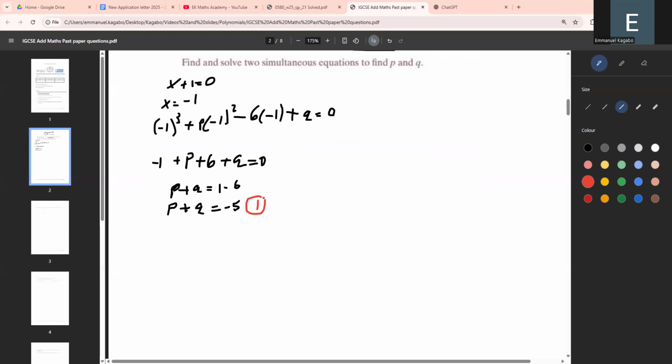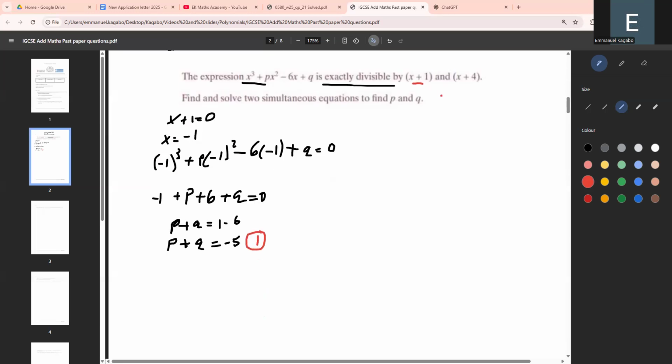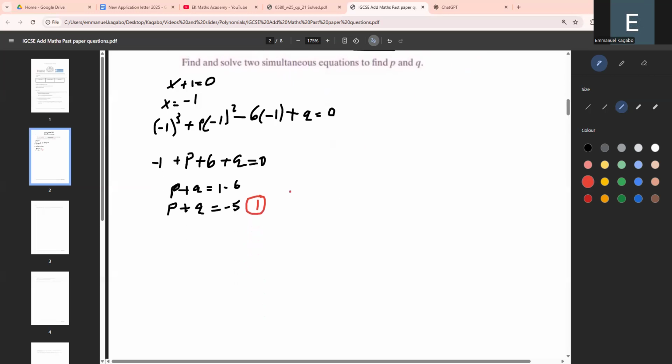Very good. I hope you have understood. What did I do? Because they said it's exactly divisible by x + 1, you just get this one, equate it to 0, and it gives you negative 1. Substitute in the given polynomial and equate it to 0 because it is exactly divisible. Okay, now, fast forward. Let us do the next one.